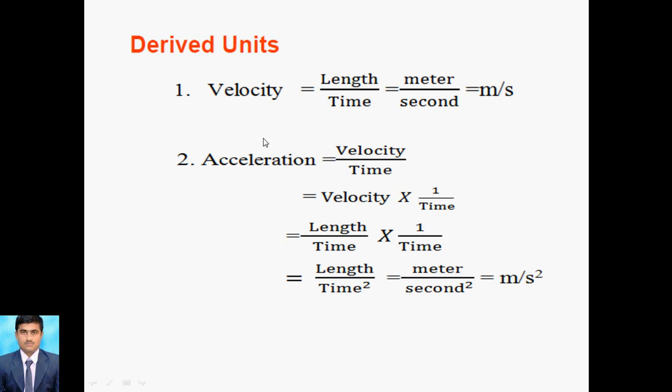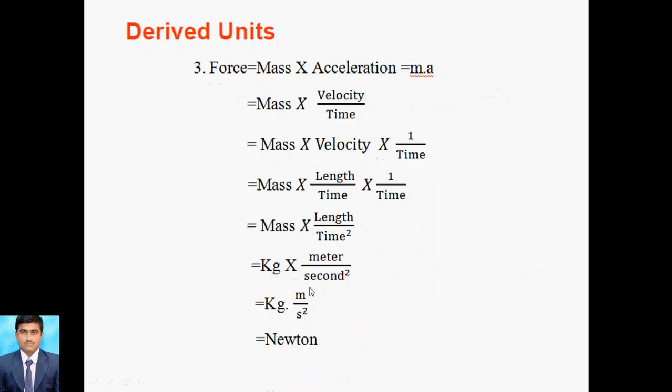Acceleration is nothing but velocity upon time. So I can write velocity into 1 upon time. Again, I repeat, velocity into 1 upon time. There is no change in dimensions. Velocity you can write as length upon time, so for acceleration it is length upon time into 1 upon time. After that we can take the multiplication, then length is upon time square, so that's why we get meter per second square. The unit is meter per second square. Then the next derived unit is force.